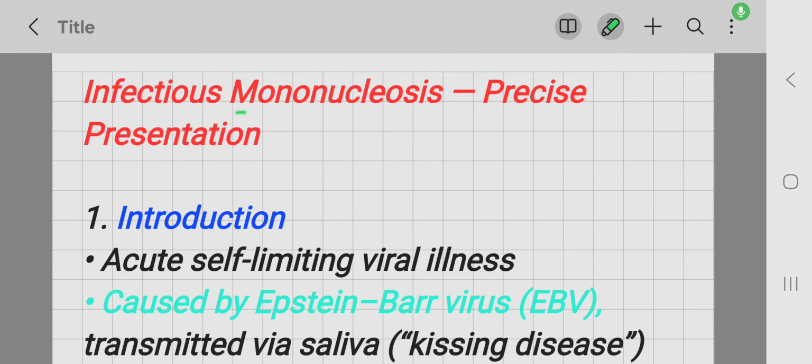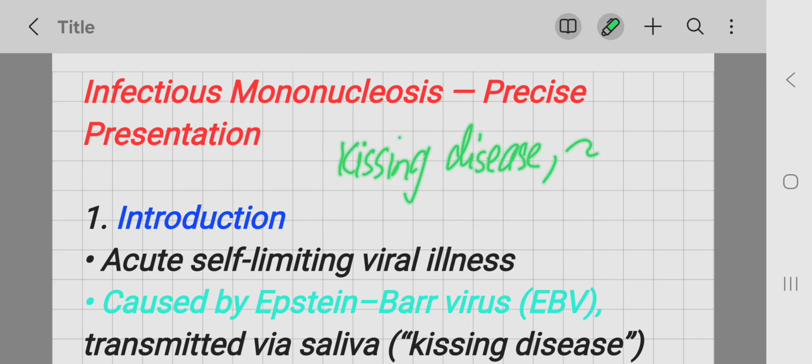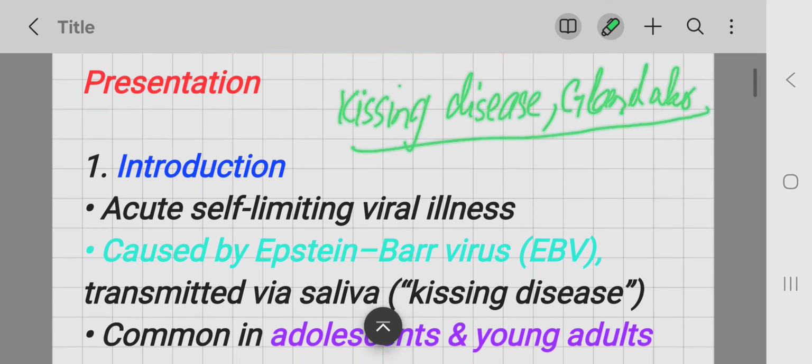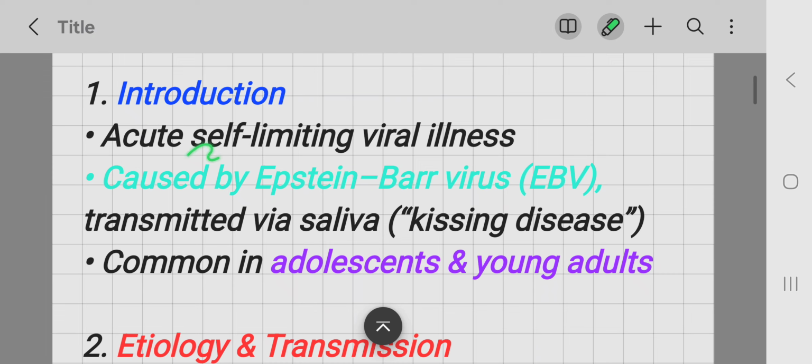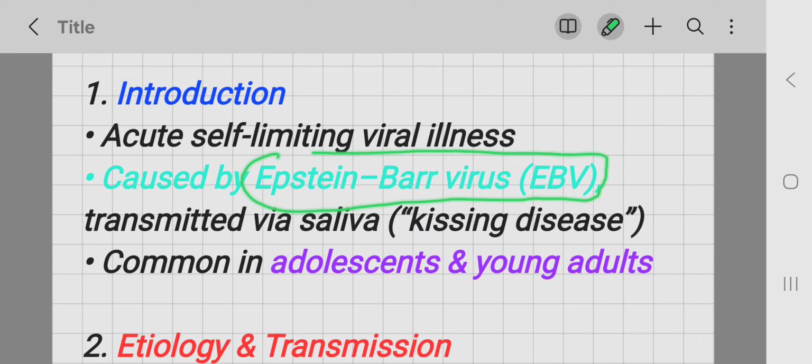In this video, I will discuss infectious mononucleosis. Infectious mononucleosis is also known as kissing disease because it spreads through kissing, and also it is known as glandular fever because it is characterized by generalized lymphadenopathy. It is an acute self-limiting viral illness. It is caused by Epstein-Barr Virus, EBV.